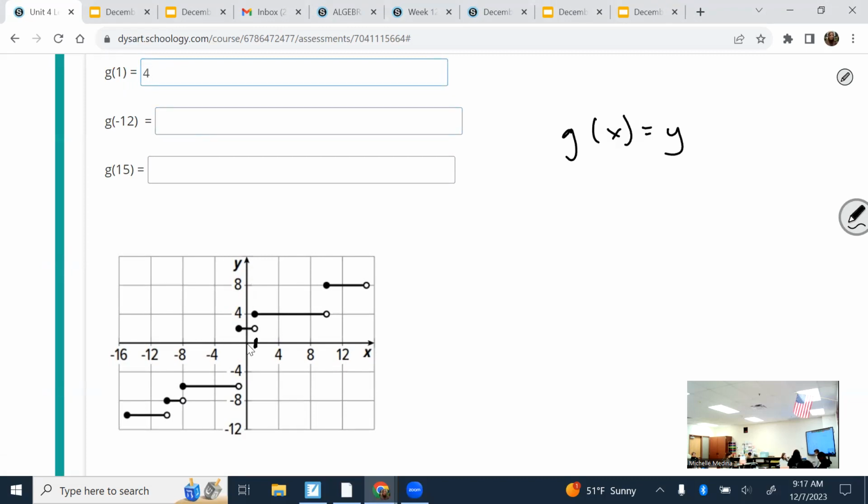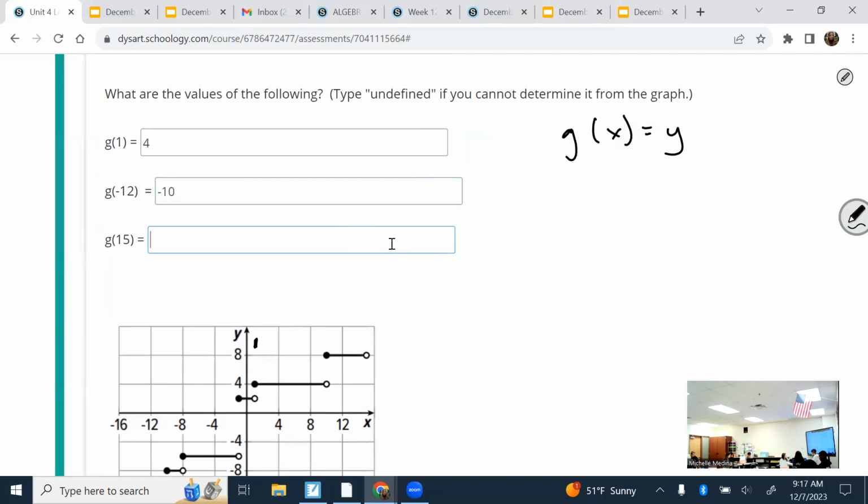And then -12, so find -12 on your x-axis. Go down to where it touches on the line. What y value is that, you think? -10. And then g of 15, so find where the x is 15. Can I see that on this graph? So then if you reread the instructions, it says type undefined if you cannot determine from the graph.